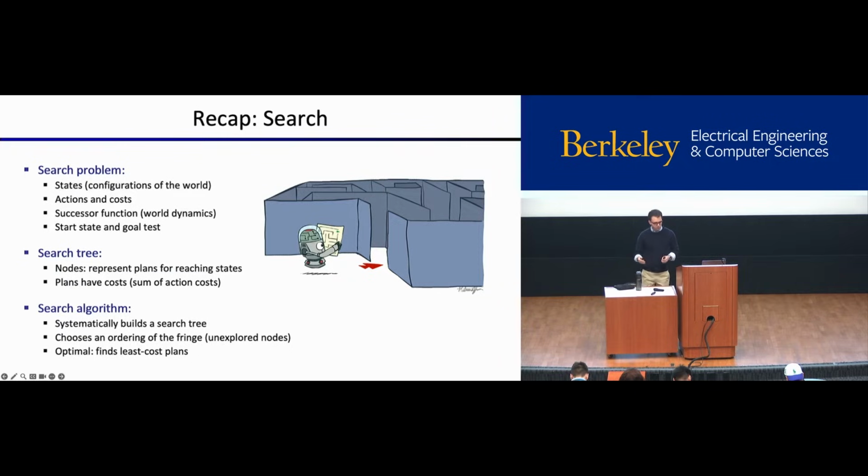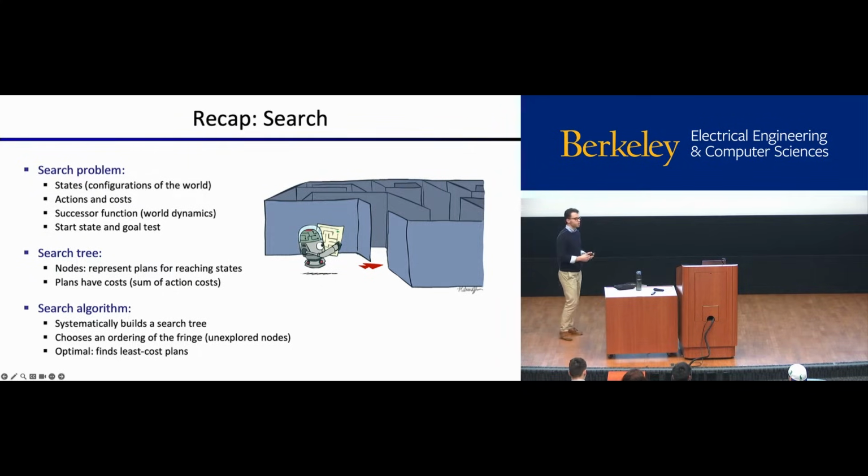Right, and these plans can have costs. Sometimes we assume the costs are all one, and sometimes we assume the costs are different. It depends on the planning problem. And then when we're doing the algorithm, this will systematically build a search tree, and then we're going to keep track of nodes that we have yet to search in what we call a fringe.